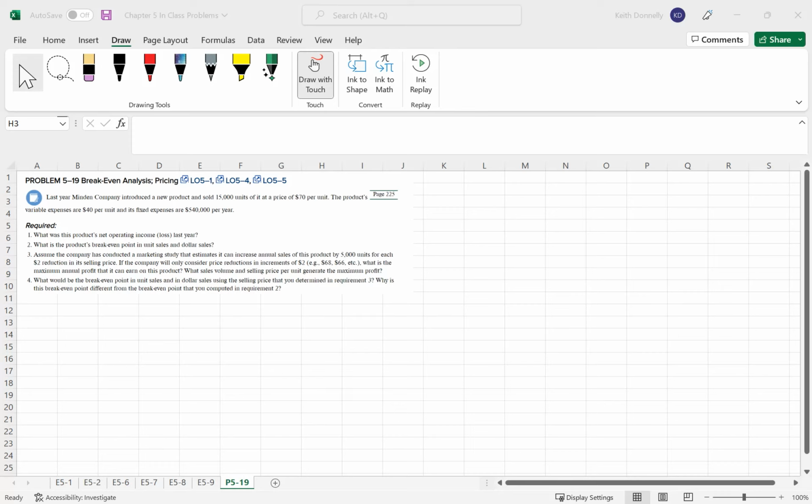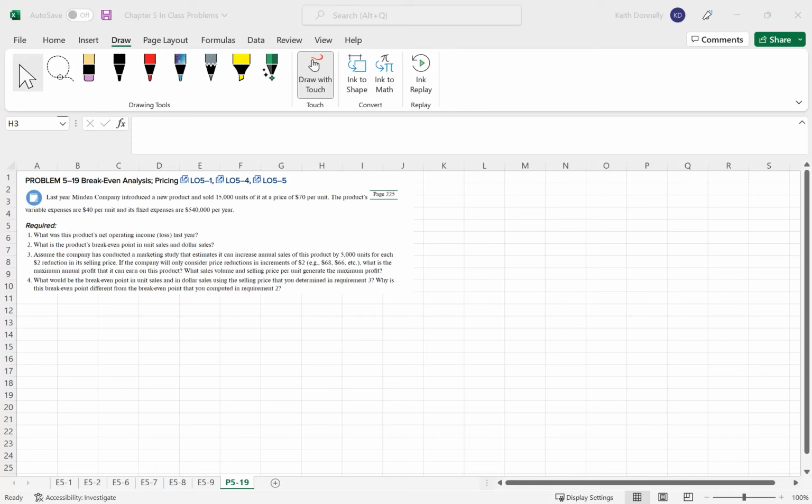3, it says assume the company has conducted a marketing study that estimates it can increase annual sales of this product by 5,000 units for each $2 reduction in its selling price. If the company will only consider the price reduction in increments of $2, 68 down to 66, down to 64, etc., what is the maximum annual profit that it can earn on this product? What sales volume and selling price per unit generate the maximum profit?